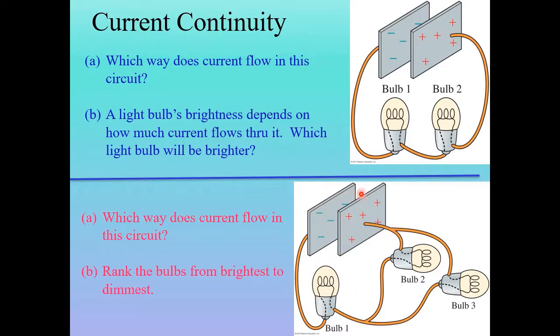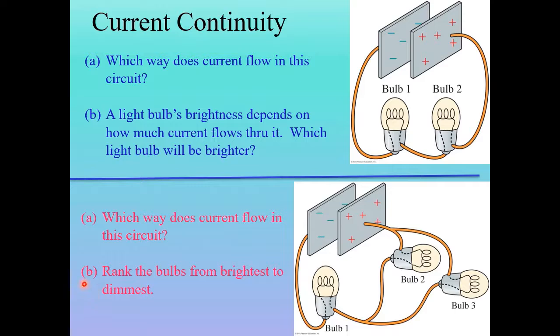Again, think of this as our battery up here, and now notice we've got 3 light bulbs: bulb 1 here, bulb 2 here, and bulb 3 here. Again, the first question is, which way does current flow in this circuit? So go ahead and pause the video and look at the diagram and trace out which direction current is going to flow. All right, so current goes from the positive terminal to the negative. So the current is going to go from this positive terminal here through these bulbs and then through bulb 1, and it's going to return here to the negative terminal.